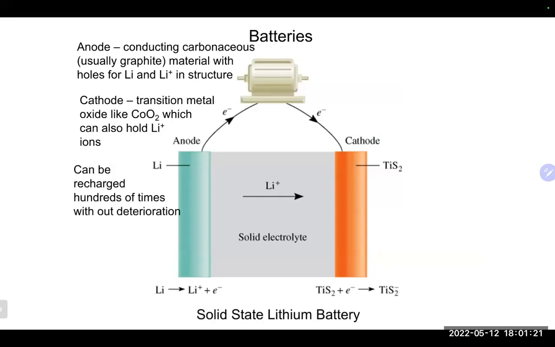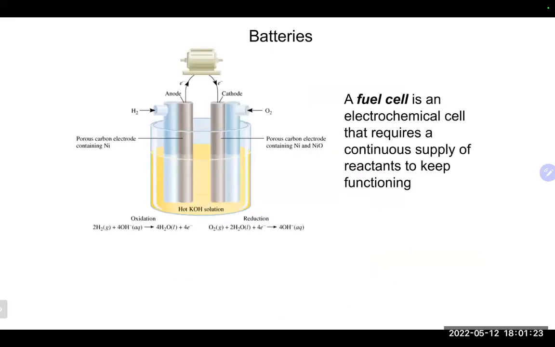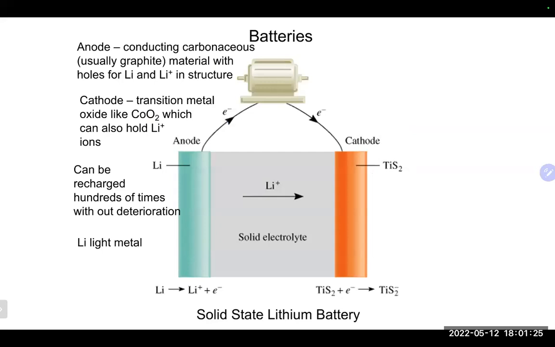This is a lithium solid state battery, and it has an anode with a graphite material that, when it goes through oxidation, allows those lithium ions to go through to the other side. The cathode is some type of transition metal that can hold those lithium ions as they go through there.